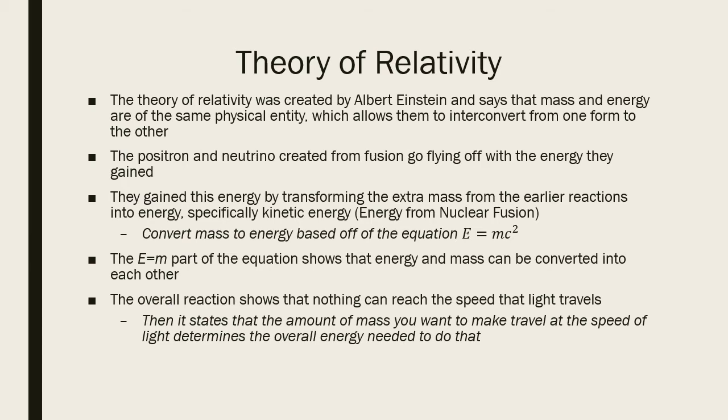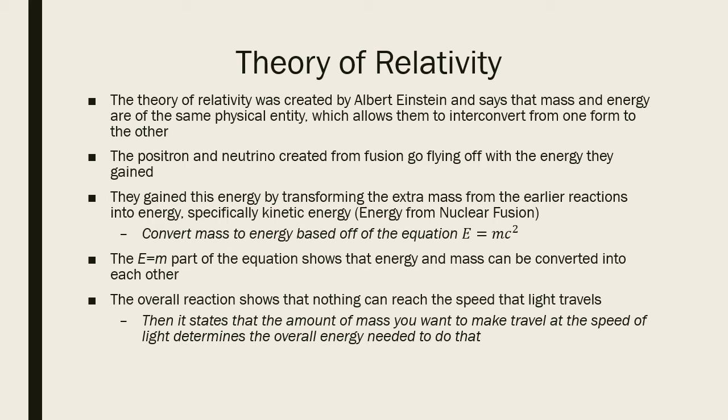Theory of relativity. The theory of relativity was created by Albert Einstein and says that mass and energy are of the same physical entity. This allows them to interconvert from one form to the other. The positron and neutrino created from fusion, for example, go flying off with the energy they gained. They gained this energy by transforming the extra mass from the earlier reactions into energy, specifically kinetic energy or the energy of motion. They convert mass to energy based off of the equation E equals mc squared.